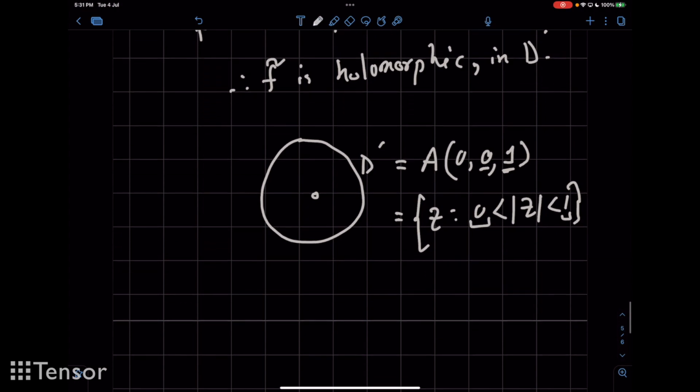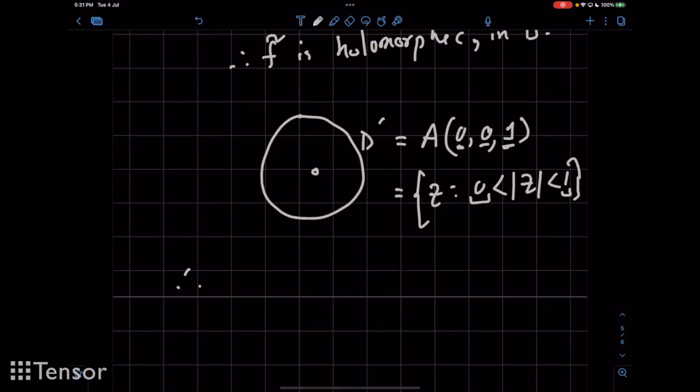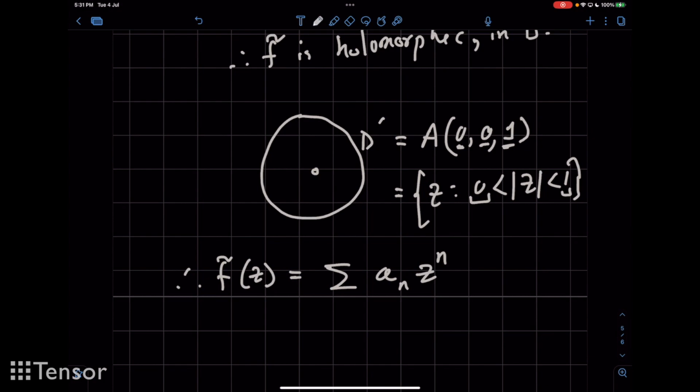And I think we've seen that if a function is holomorphic in an annulus, then there exists a Laurent series. Right? So therefore, there exists a Laurent series around the center of the annulus, 0. So therefore, f tilde of z is equal to the sum of a_n z^n, where n is an integer, right?